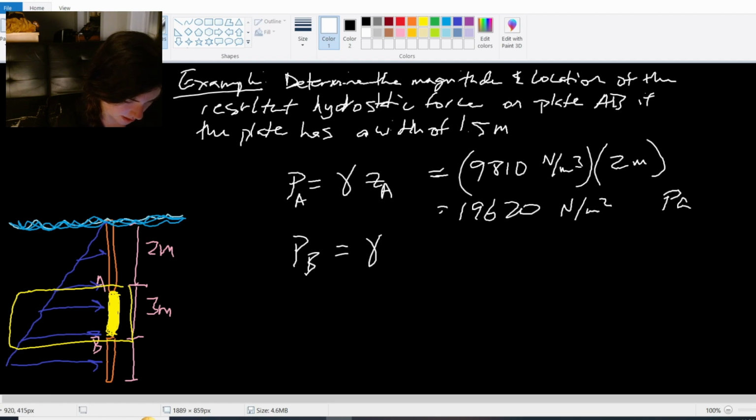Then the pressure at B, same deal, same gamma.